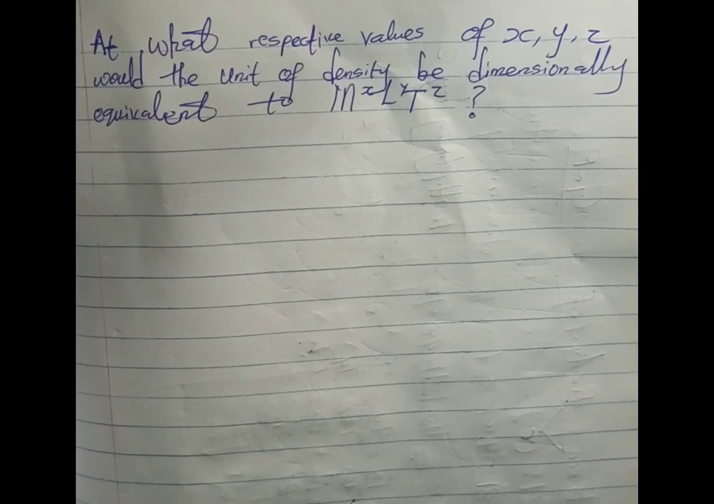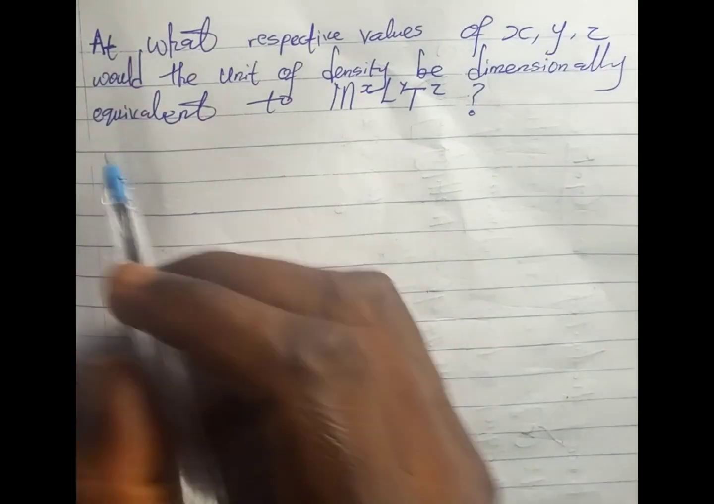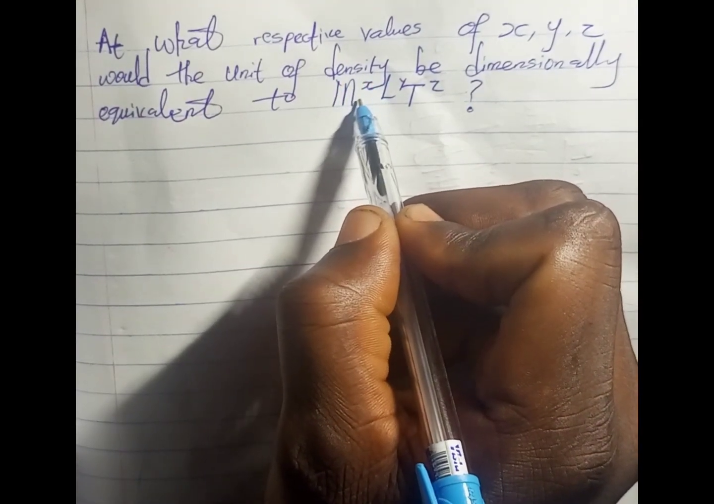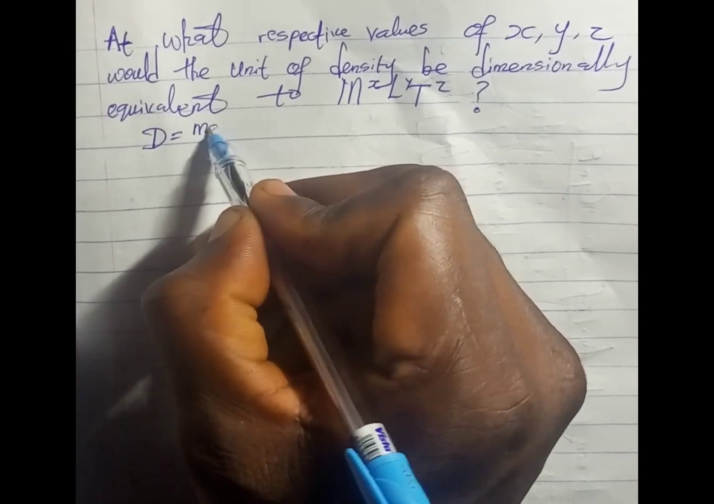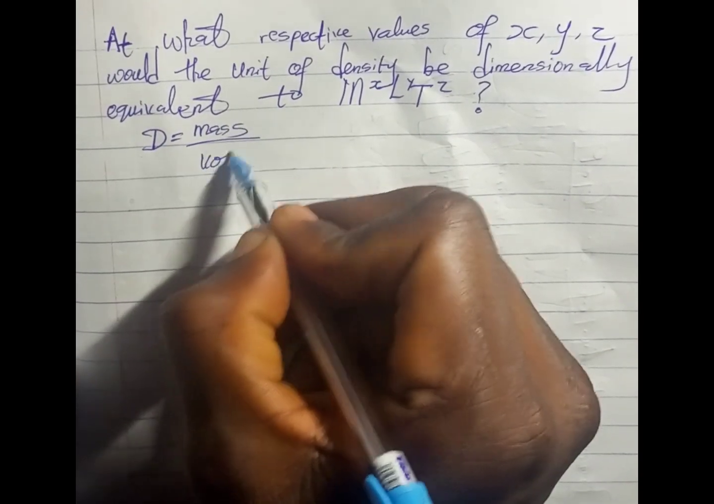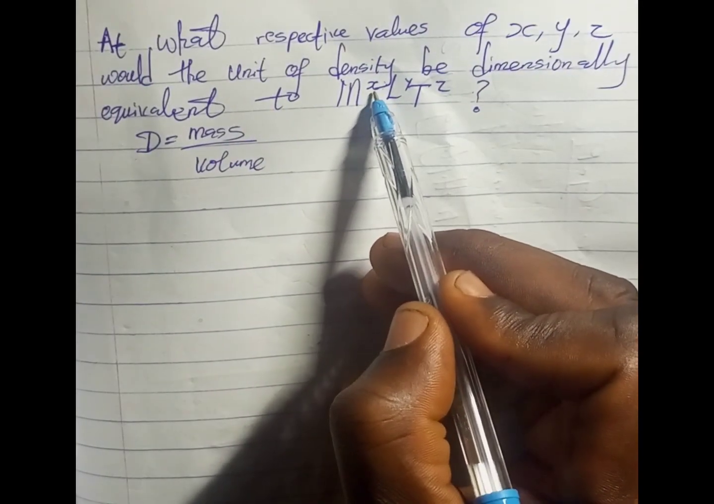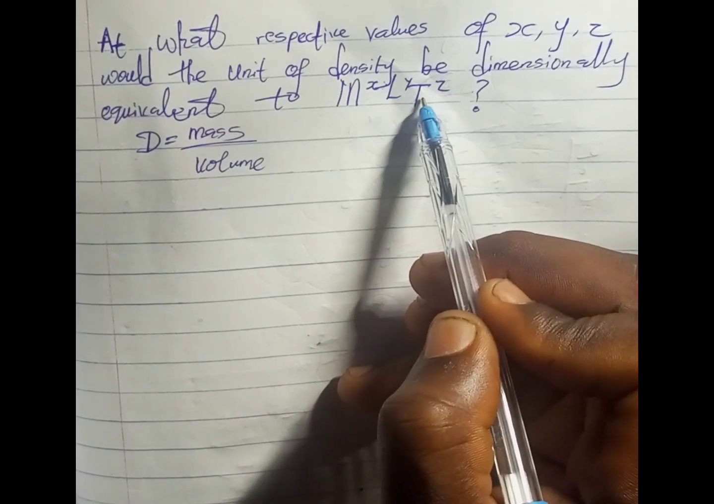The question we're having today says, at what respective values of x, y, z would the unit of density be dimensionally equivalent to M raised to power x, L raised to power y, T raised to power z? Now, before we solve this, we need to get the dimension for density. We all know that density is given by mass over volume. So we have to get the dimension for density, then relate what power the M has, what power the L has, what power the T has.